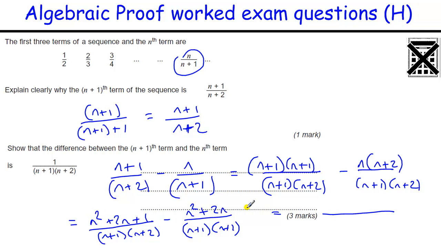So I've got n squared minus n squared is nothing, 2n minus 2n, be careful with that, is nothing, and I've got 1, and that's just equal to 1 over n plus 1, n plus 2. Probably could have done with another extra line of work in there, but ran out of space.